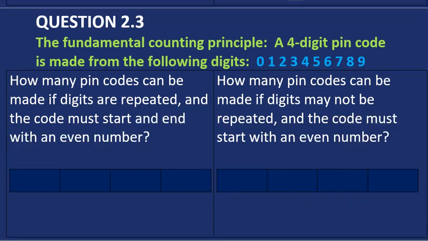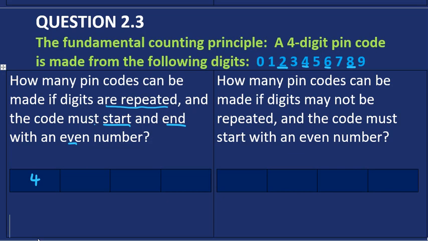Let us look at the last scenario as far as our 4-digit pin code is concerned. How many pin codes can be made if the digits, of course, are repeated again, and the code must start and end with an even number? All right, so how many even numbers do we have here? We've got 2 is an even number, 4 is an even number, 6 is an even number, and 8. So we've got 4 even numbers. So if the code must start with an even number, that means the code will have 4 options to choose from, right?